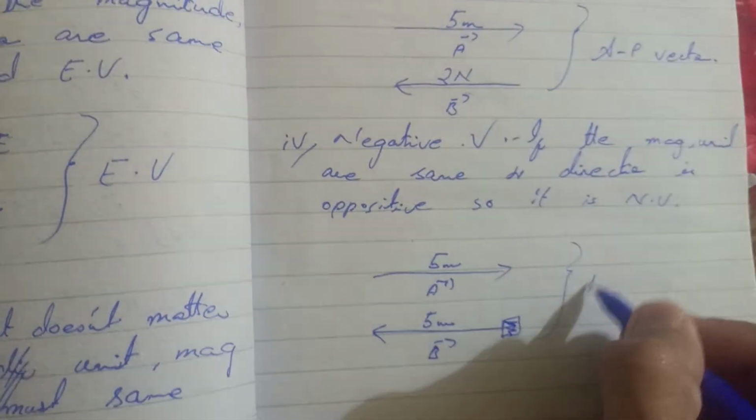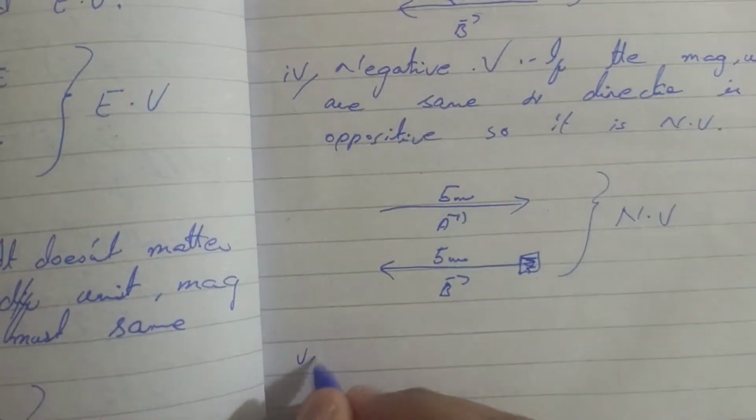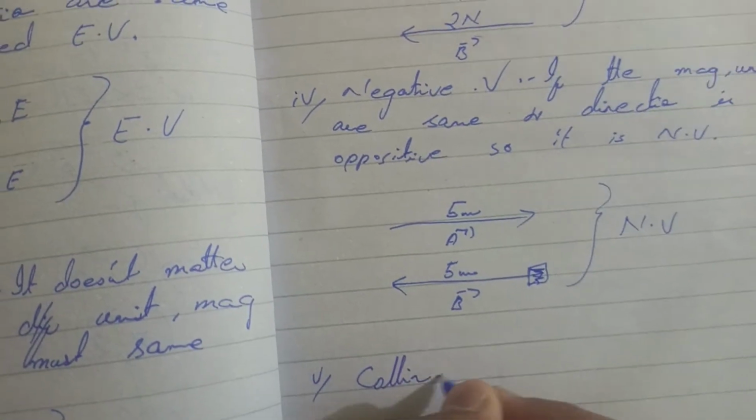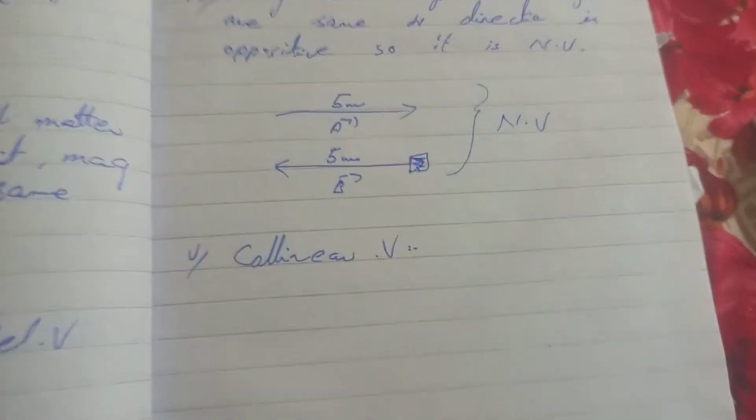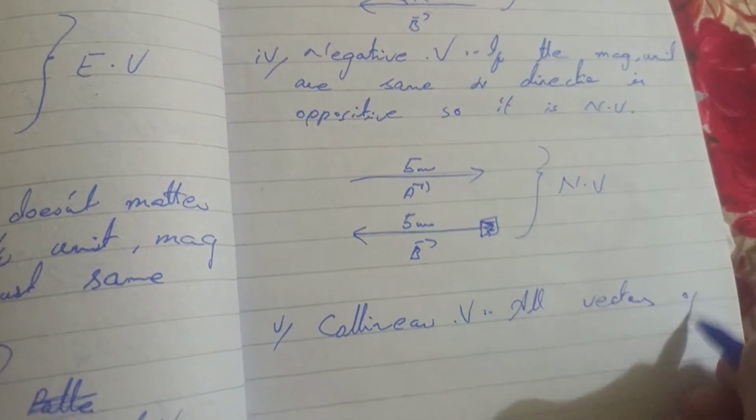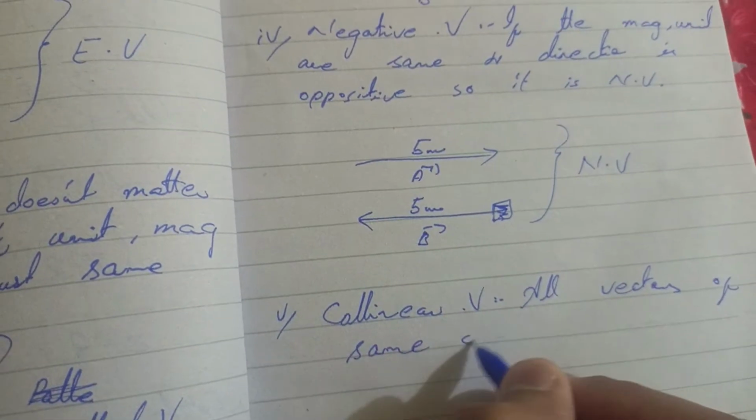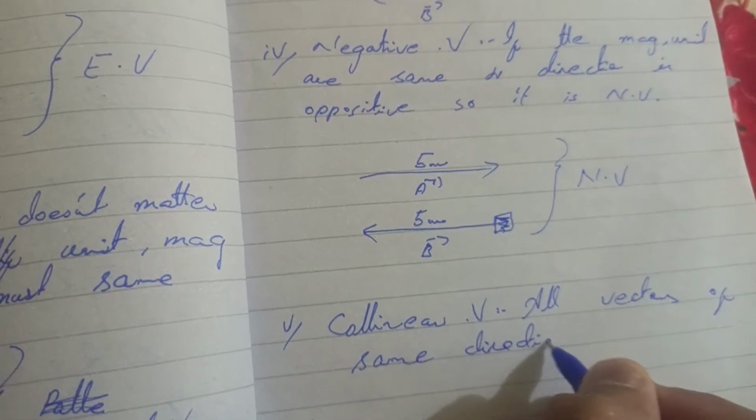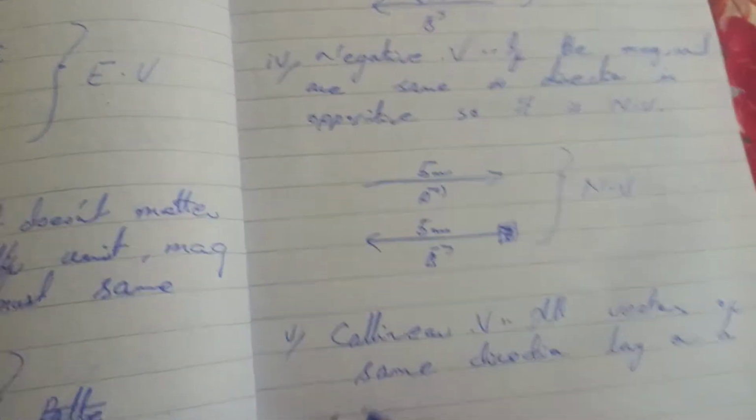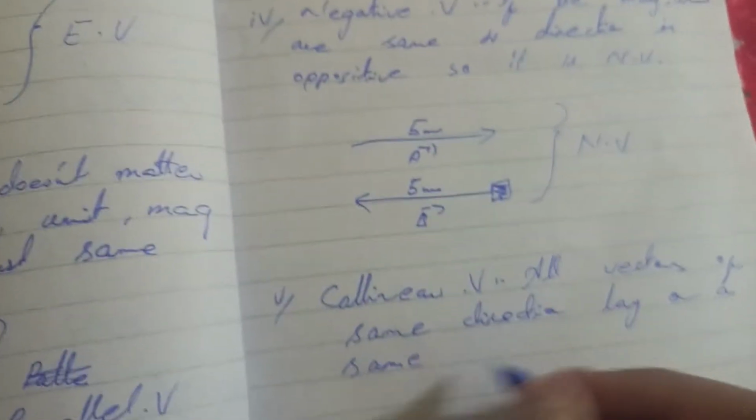Okay, negative vector. The sixth we have, which is very important, collinear vector. This is a completely different vector, but some people, I don't know why, merge it with some other vectors as well. It means that all vectors of the same direction lie on the same line.